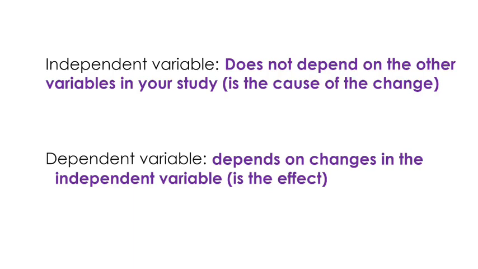So with that experiment I was kind of talking about earlier, if I give a plant more water, I think that it will grow taller. The independent variable is the amount of water I'm giving it, and the dependent variable, the thing that will change once I give it more or less water, is the height that that plant will grow.